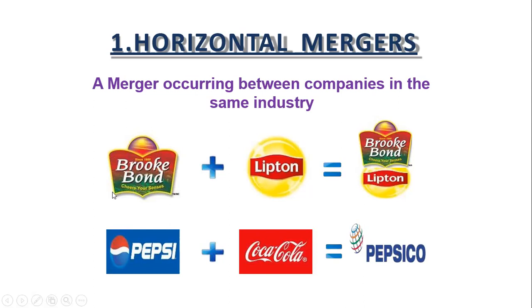Now this is the tea industry, Brooke Bond and Lipton. Pepsi and Coca-Cola, PepsiCo. So they are two different companies in the same industry at the same stage. They can continue after acquisition. So this is an example of horizontal merger because the two companies are from the same industry and at the same stage, they can combine with each other and become a giant company.